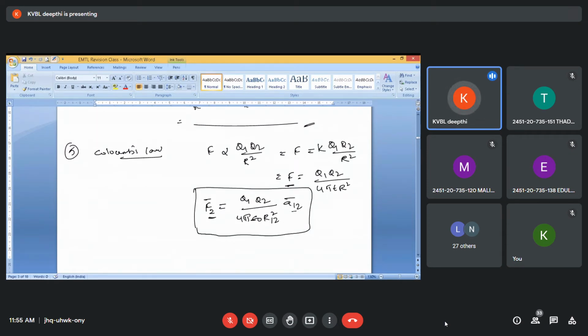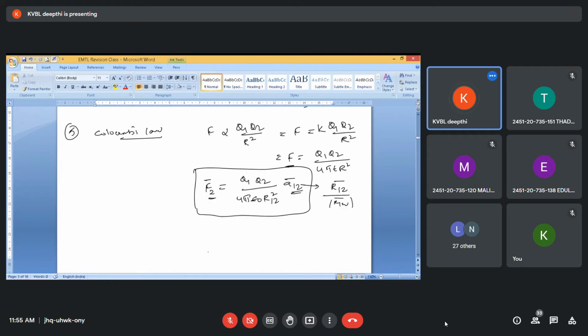Again, you know what is called the unit vector. How do you write A12? R12 bar by modulus of R12. Here R12 is already there, and it becomes to the power 3/2. While solving, we have to find it step by step. Am I clear? Yes. Yes, ma'am. Right. Now you solve the problem.